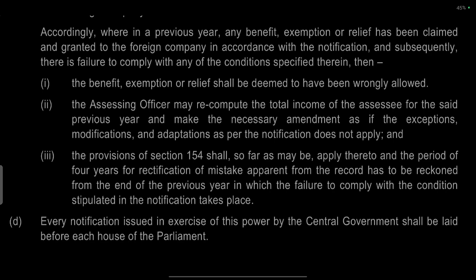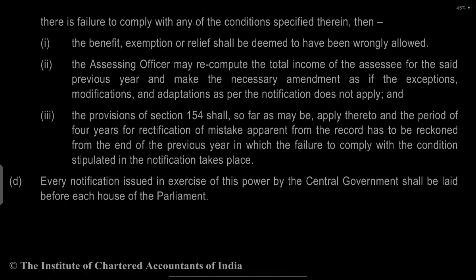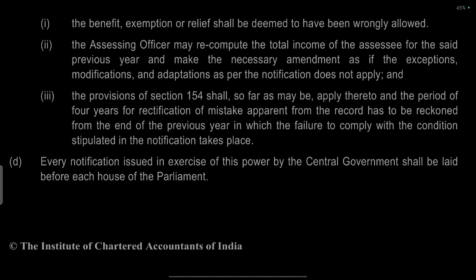The assessing officer may recompute the total income of the assessee of the said previous year, making the necessary amendment, as the exemption notification does not apply. The provisions of section 154 shall in such a case apply, with the period of four years from the notification.